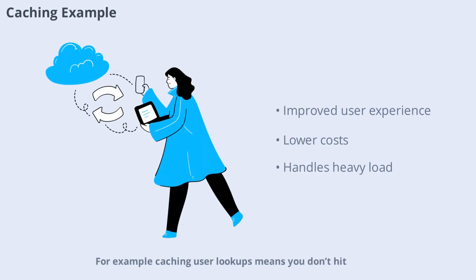For example, caching user lookups means you don't hit the database every time someone requests user information. This not only improves performance but also reduces costs and makes your application more responsive, especially under heavy load.